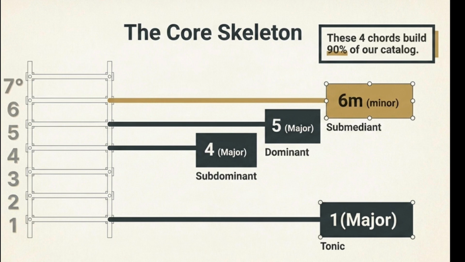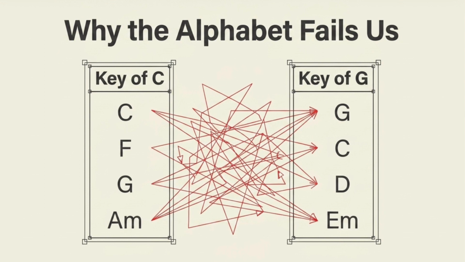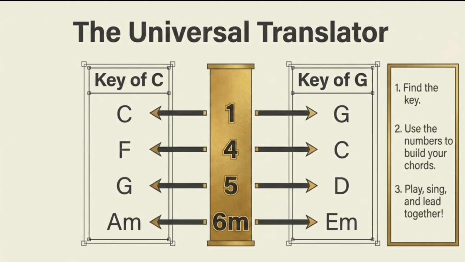But once you see that skeleton, the real challenge is communicating it to the rest of the band instantly, especially if the singer needs to change the key on the fly. Which brings us to the universal translator, the Nashville number system. Right, where you swap letter names for numbers. It is all based on relative pitch. The mathematical distance between these chords sounds identical to the human ear, no matter what starting note you pick.